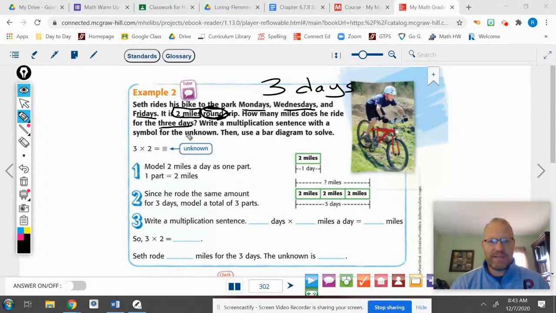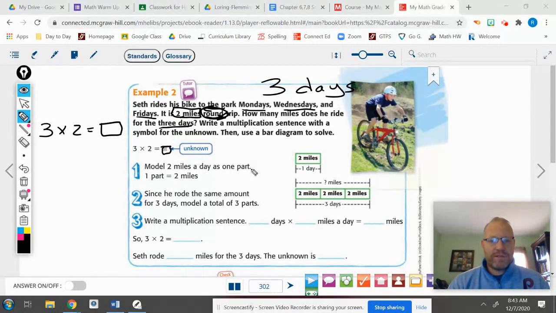Write a multiplication sentence with the symbol for the unknown. Then use a bar diagram to solve. So we have 3 times 2 because we had 3 days, 2-mile round trip each day. And then we have the unknown. Now, we know that the unknown has been signified by a square over the past few chapters. So my math likes to say that the unknown is a gray square. Obviously, you're not expected to make a gray square, but you can do 3 times 2 equals unknown.